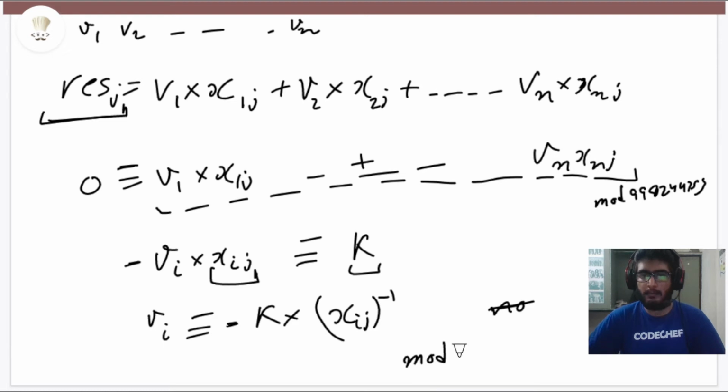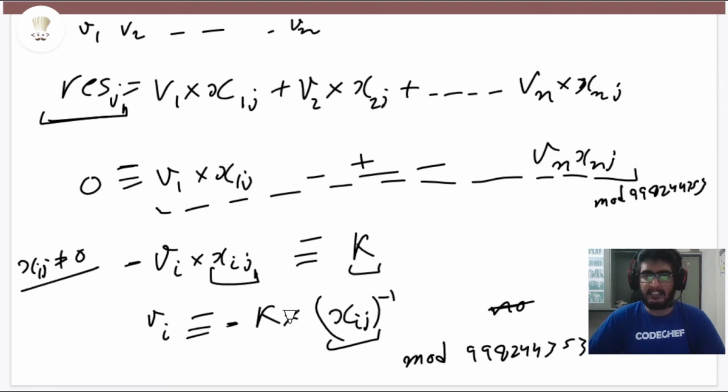998244353. We can take the inverse of xij mod 998244353 for two reasons. First of all, xij is not equal to 0. That is the first reason we can take its inverse, and the second reason is 998244353 is a prime number. As it is a prime number, all of the numbers that are not equal to 0 are going to have an inverse congruent to this, right? To learn this, you can look at some number theory concepts like Fermat's little theorem and modular inverse concepts.